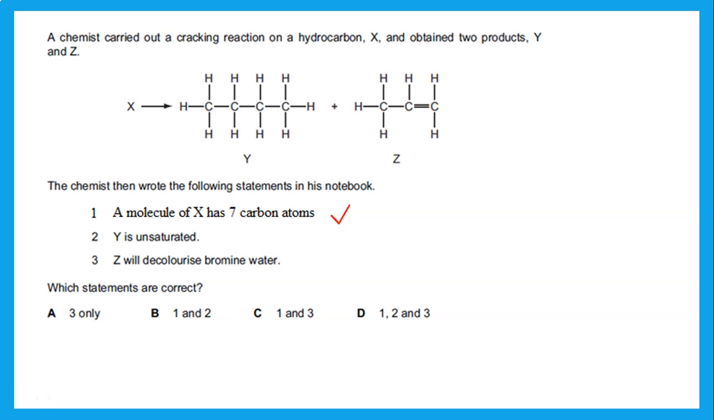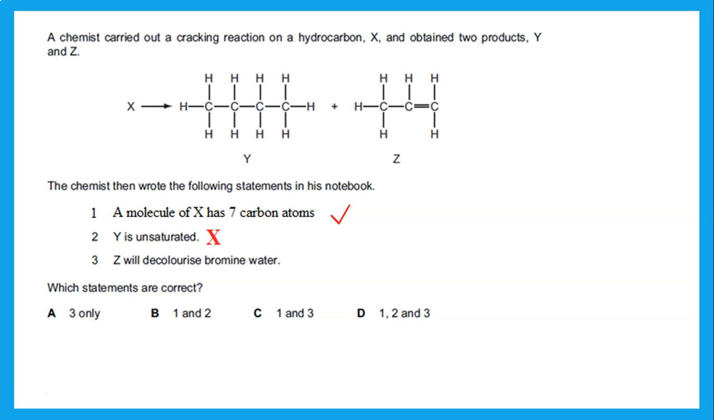Y is unsaturated. What do we mean by unsaturated? We said unsaturated means it has a double bond. So actually Y is saturated. It is Z that is unsaturated. So the one that has double bond is the one that is unsaturated. So when the question says Y is unsaturated, that is wrong.